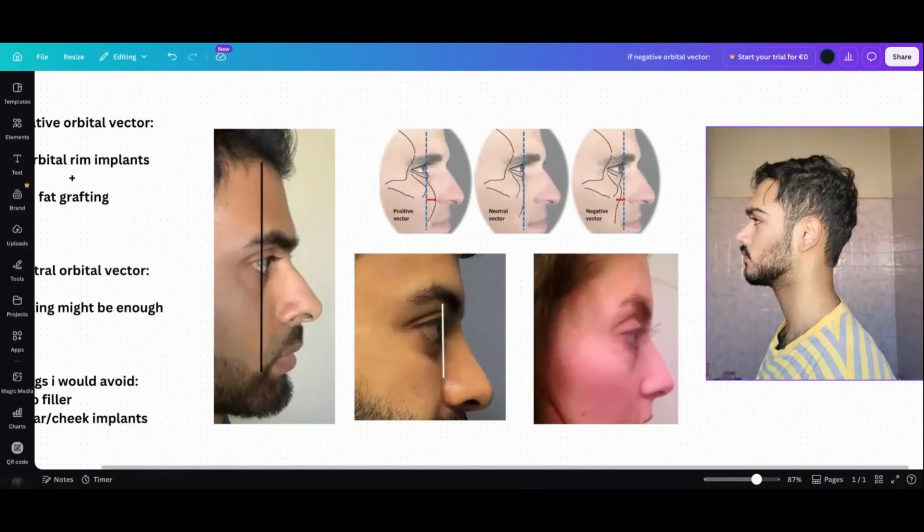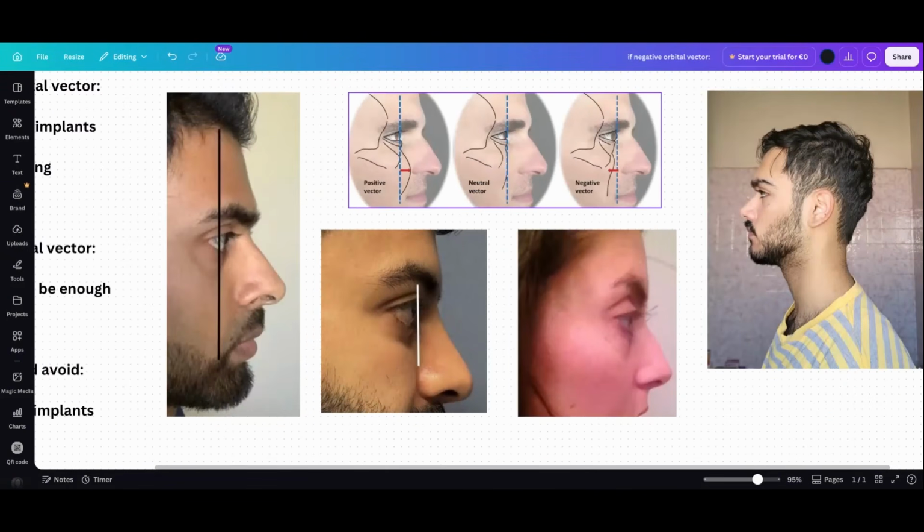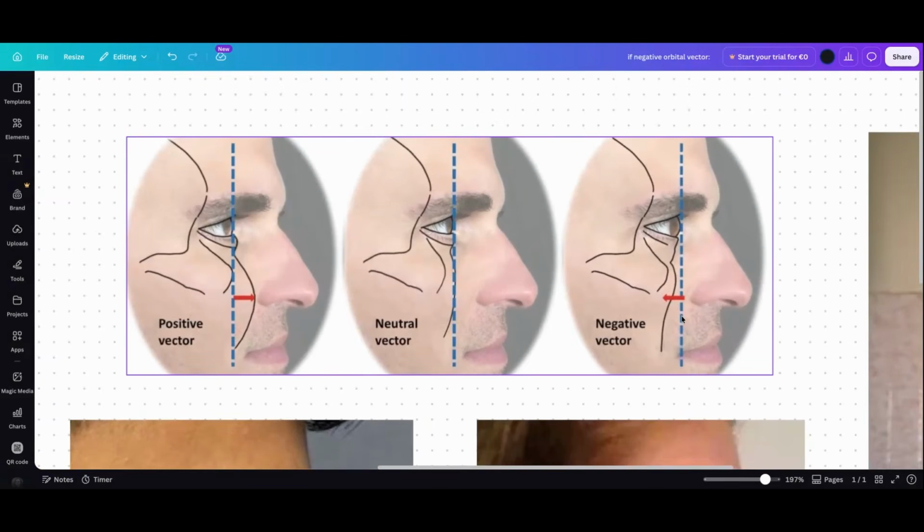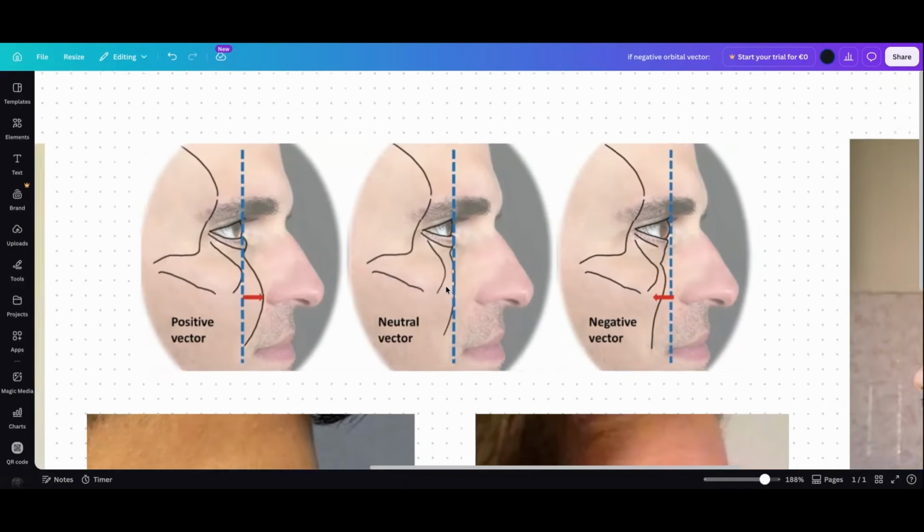Alright, in this one I want to talk about the eye area and how to fix a negative orbital vector. If you draw a straight line from the limit of your eyes, you can detect which of these categories your bone structure puts you into. If you're below the line, you have a negative orbital vector. If you're above the line, you have a positive one. If it goes across the line, it's a neutral one.